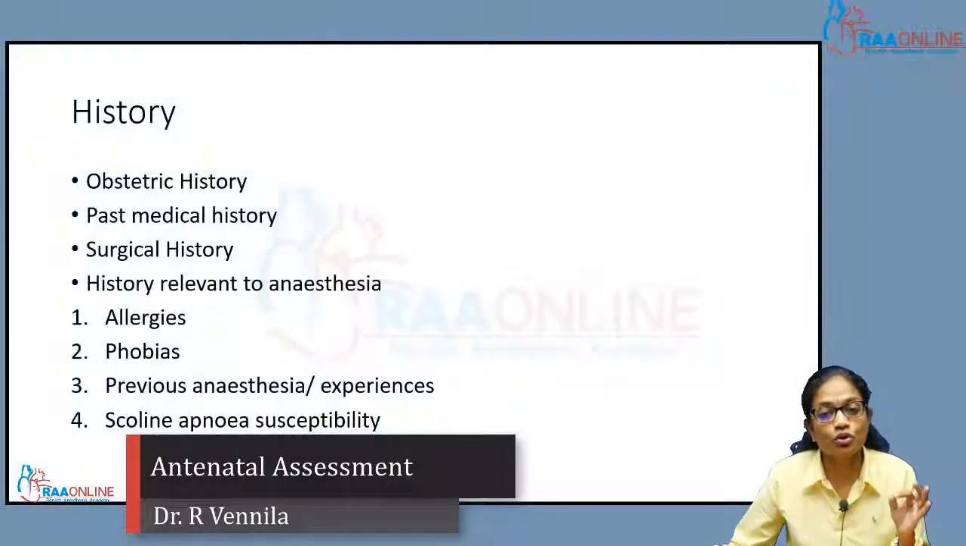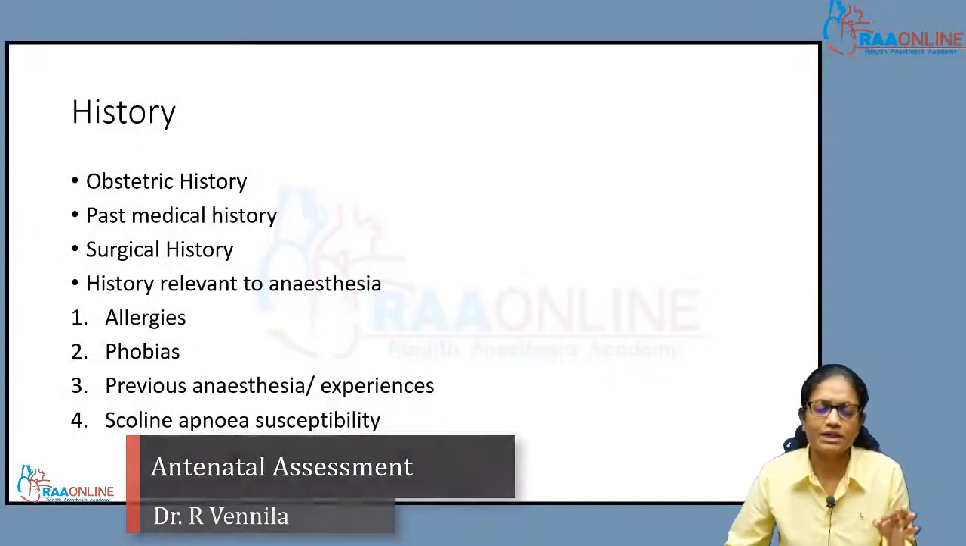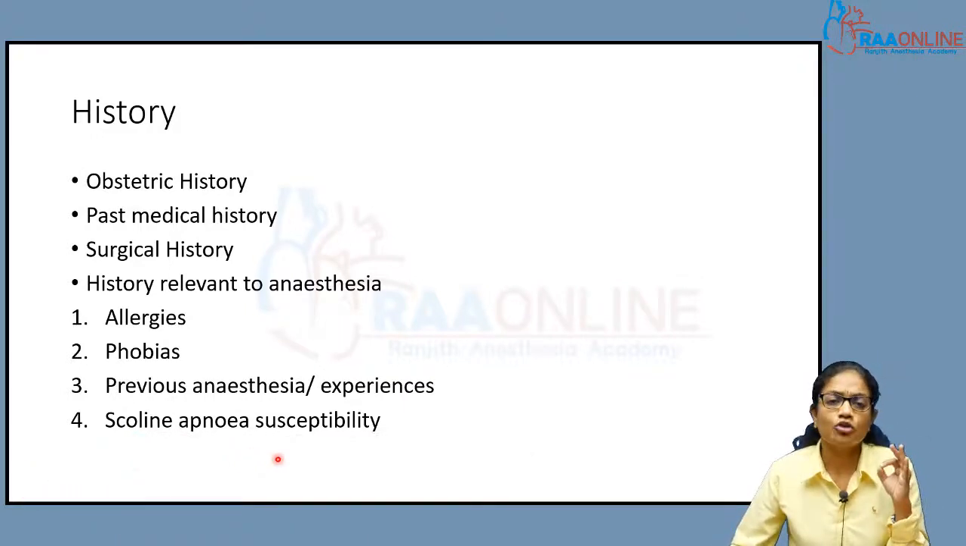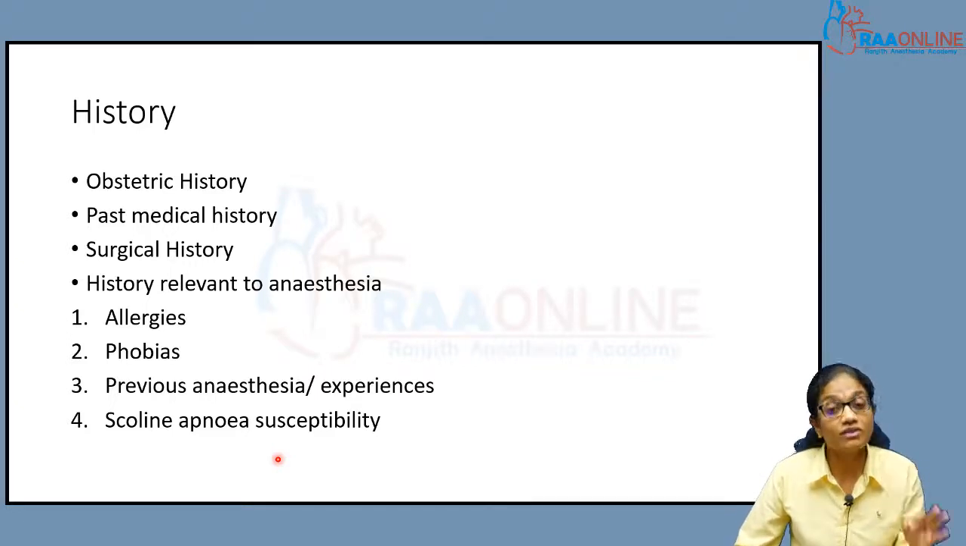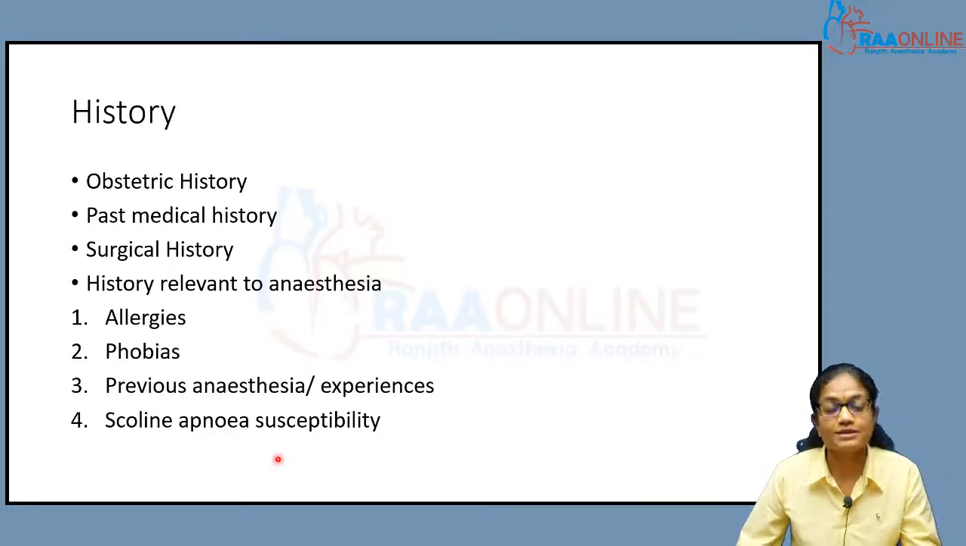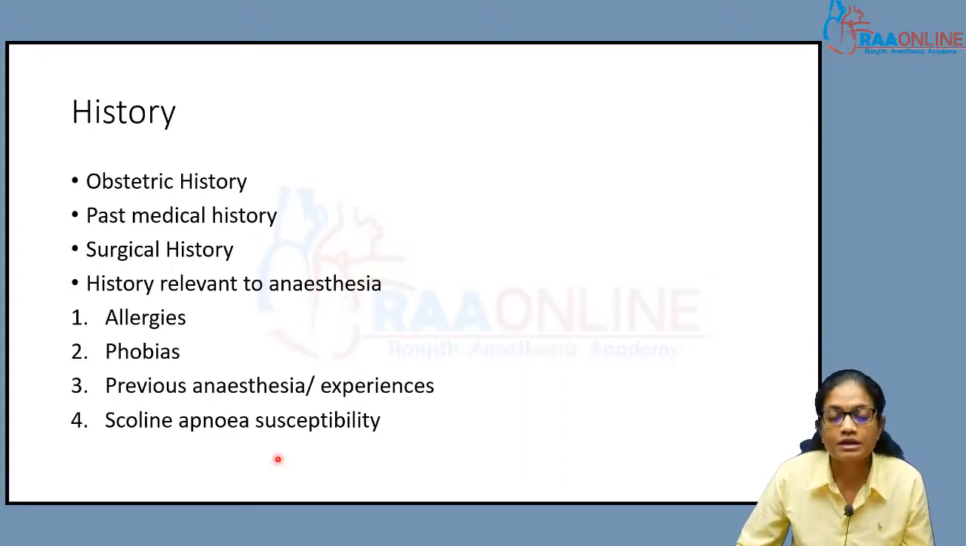And most important of all is the cholinesterase, the apnea susceptibility. Obstetric anesthesia and general anesthesia in obstetrics is one area where succinylcholine is used and is a very, very useful drug. Even though we give regional anesthesia in 90% to 95% of our cases, you should always be prepared to give a general anesthesia.